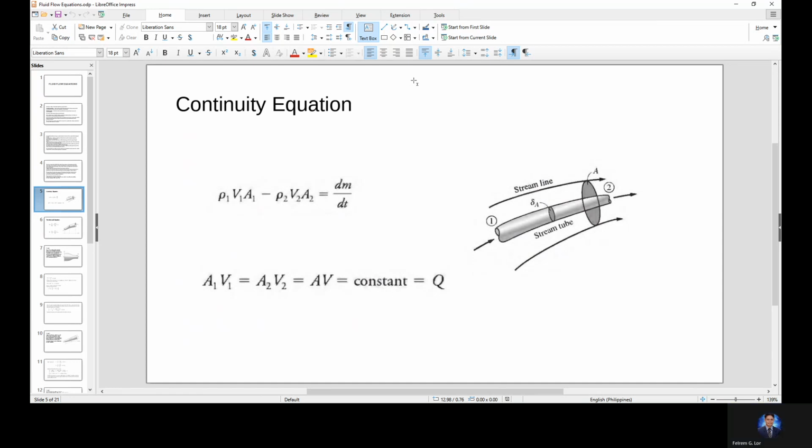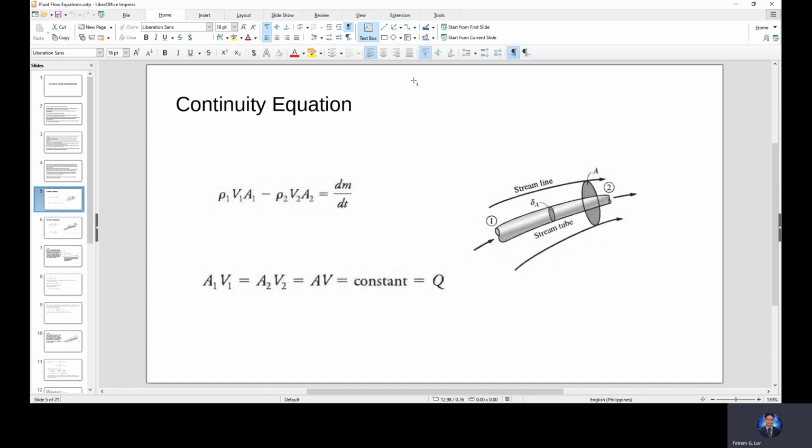So for a fluid flowing or traversing on a certain conduit, it must be continuous. Let's say fluid flowing through point 1 to point 2. If there is no leakage, or if there's no input or output, inlet or outlet in between point 1 and 2, we can say that the Q, or the discharge from point 1 to point 2, is just equal.